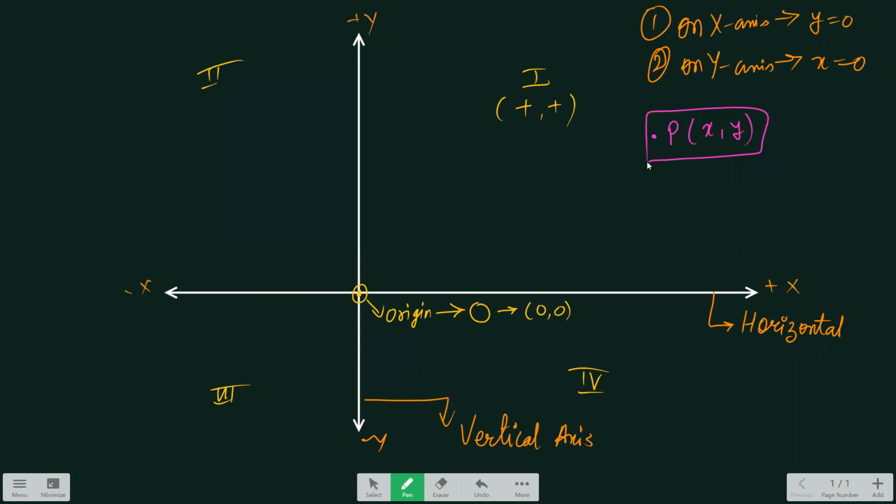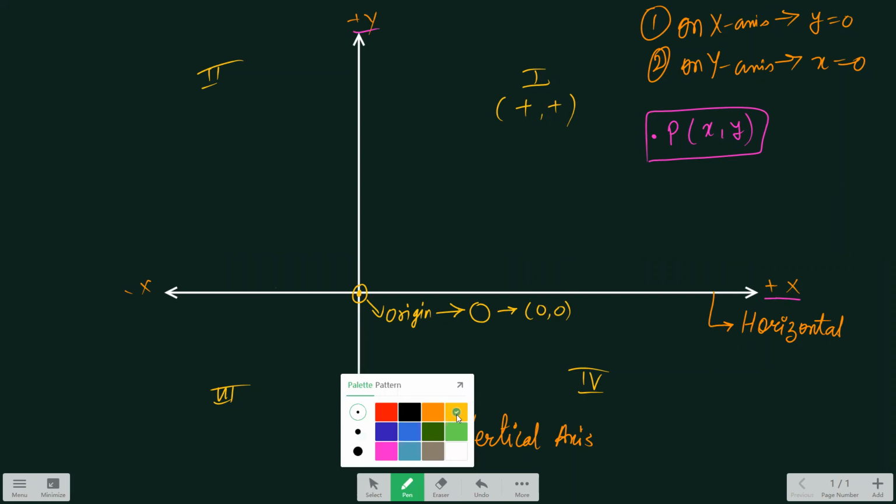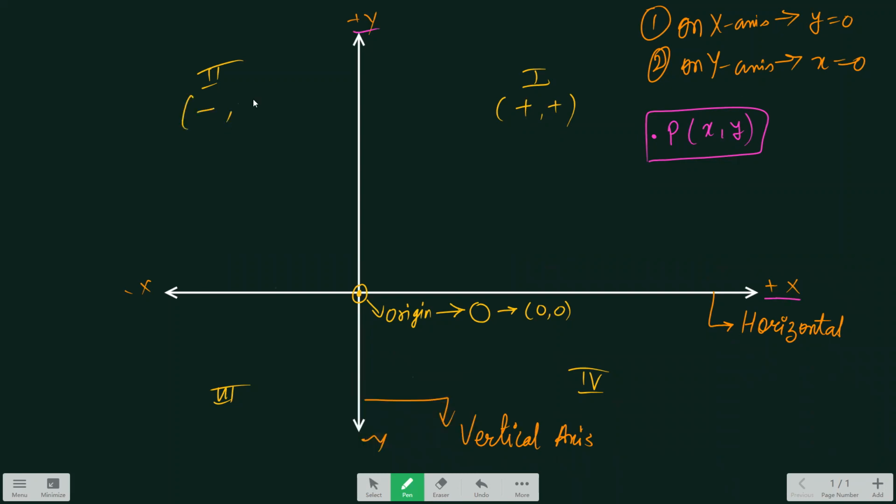Now, in the first quadrant the value of x is positive and the value of y is also positive. In the second quadrant, x is negative and y is positive. In the third quadrant, both are negative. And in the fourth quadrant, the value of x is positive and the value of y is negative. By this, you can identify whether a point lies on the x-axis, y-axis, or in each quadrant.